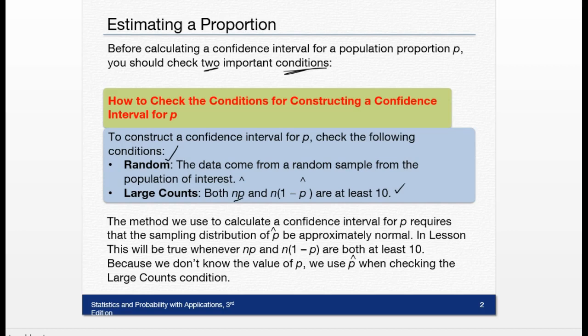where n times p hat has to be greater than or equal to 10, and n times 1 minus p hat is greater than or equal to 10. If both those are met, both of those pass, then we know we can use the normal curve, which helps us find a critical value called Z star. We'll talk about that. All right, we need it to pass large counts before we can move forward. So let's move on to the next slide.